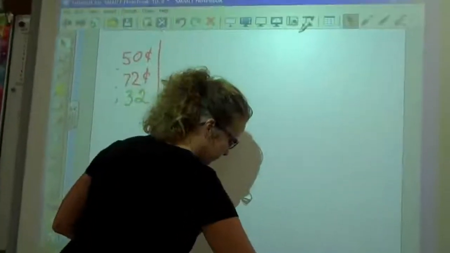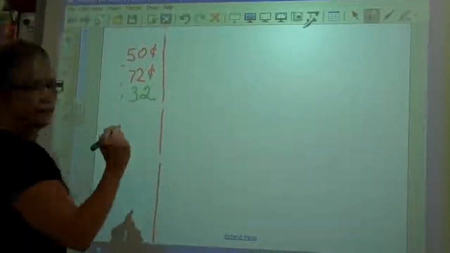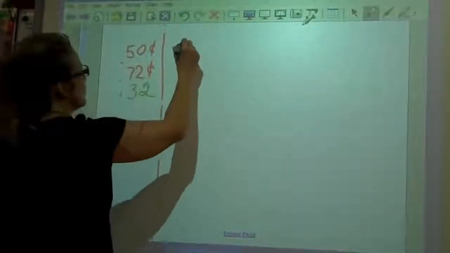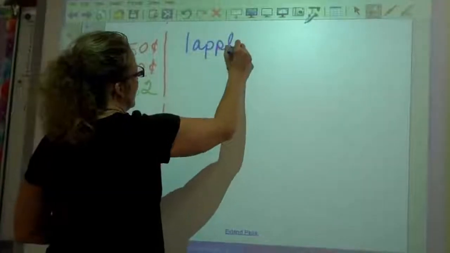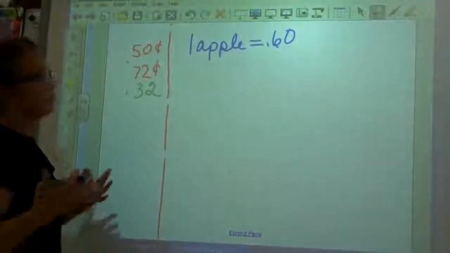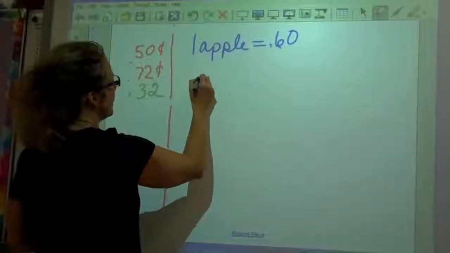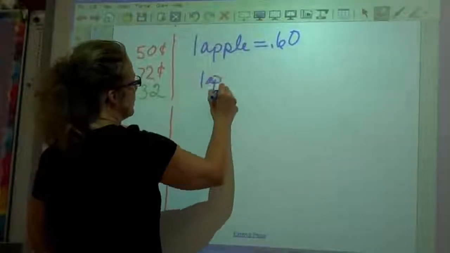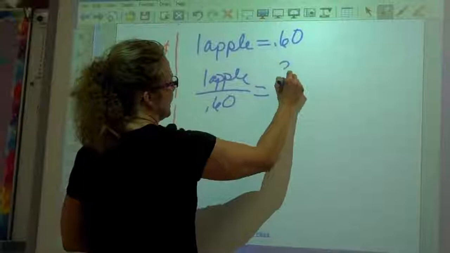All right. Our next ingredient is apples. And we know that each apple is 60 cents. So 1 apple equals 60 cents. How much do 3 apples cost? Well, if you want to, you can set up a whole conversion, which would be 1 apple is 60 cents. How much do 3 apples cost?